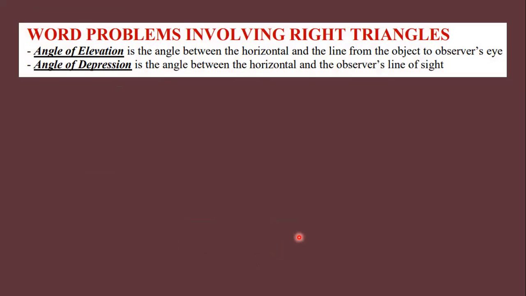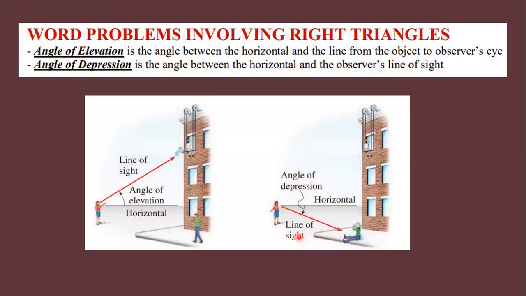To understand it further, I have here an illustration for you. For angle of elevation, as you can see here, the horizontal line, and this is your line of sight. So the angle of elevation is located here between them. And for angle of depression, given your horizontal line, and this is your line of sight, then the angle between them, that's the angle of depression.